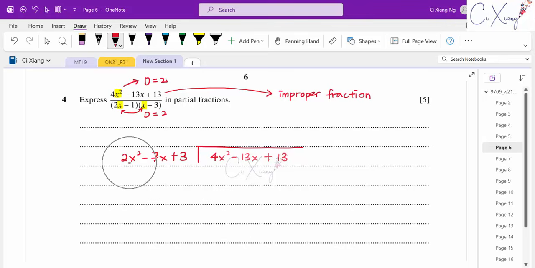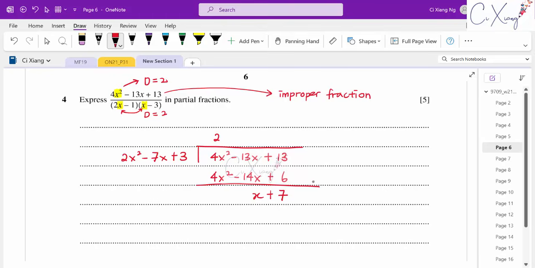Something multiplied with 2x squared equals to 4x squared. So the something should be a 2, so that 2x squared multiplied with 2 gives 4x squared. Same thing for the second term: 2 multiplied with negative 7, I'm having negative 14x. Then 2 multiplied with 3, I'm having a positive 6. Then I will take the term on top minus the term at the bottom. So negative 13 minus negative 14, I'm having positive 1. 13 minus 6, I'm having positive 7.